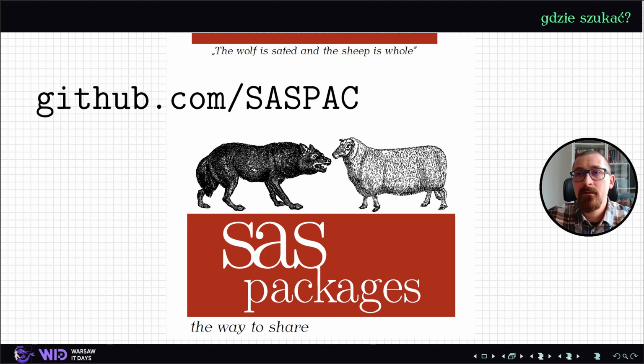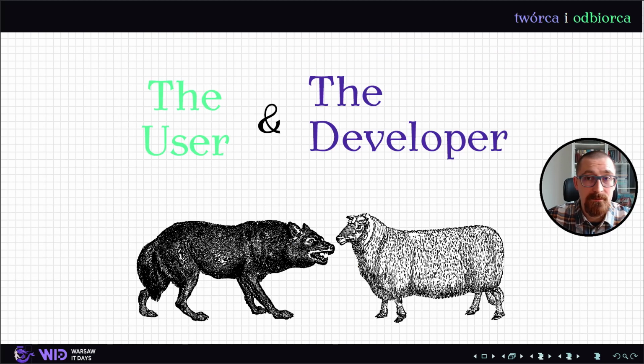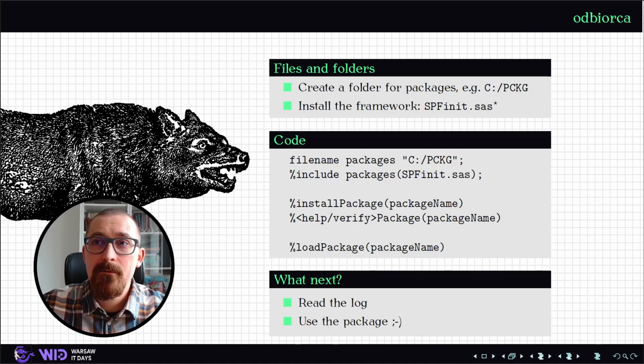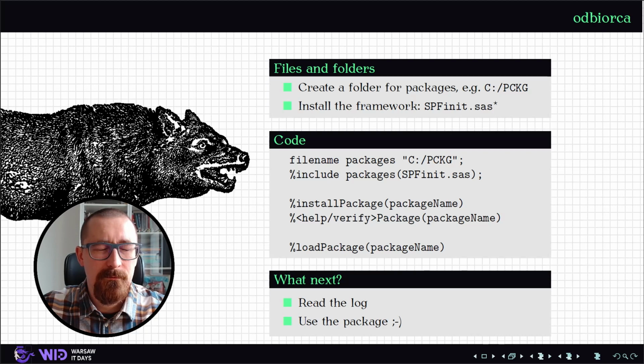So now, since we know where the package framework is stored and where you can get packages from, let's talk about two sides of the coin: the developer and the user. Let me start with the user, because the steps that the user has to execute to use packages and the framework are very simple. There are three main steps you need to do to get your environment ready for use of packages. The first step is to create a location, a directory, for your packages and for the framework. When you create the directory, you need to install the framework there.